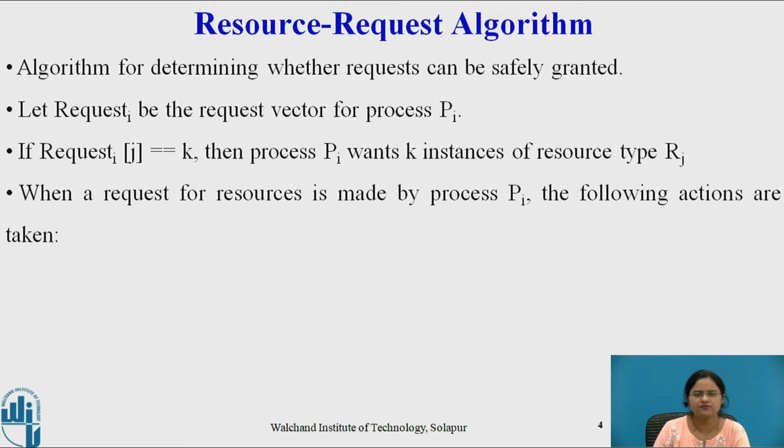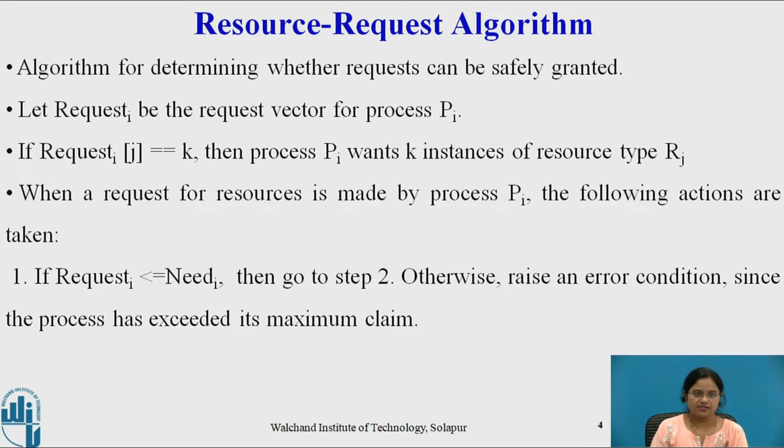So when a request for a resource is made by process Pi, it has to take some actions. Whenever a request is made, first it has to check whether the request made by that process is less than or equal to its need. If yes, then go to step 2, otherwise raise an error condition since the process has exceeded its maximum claim.